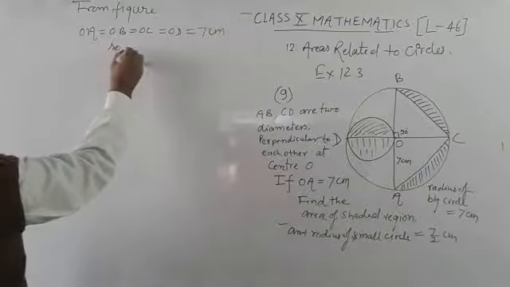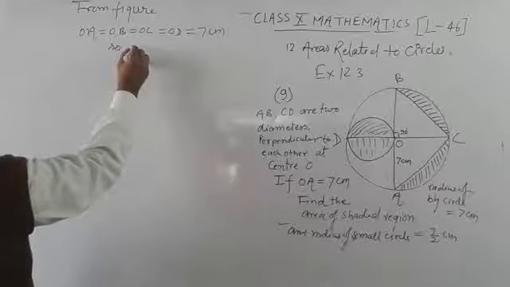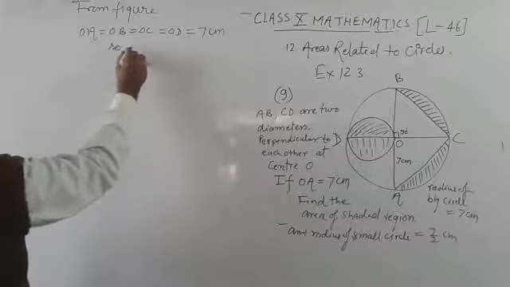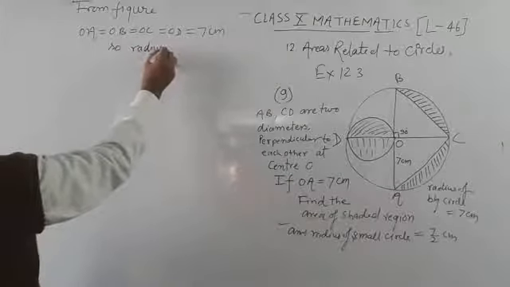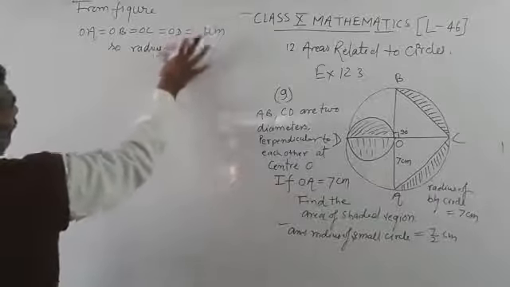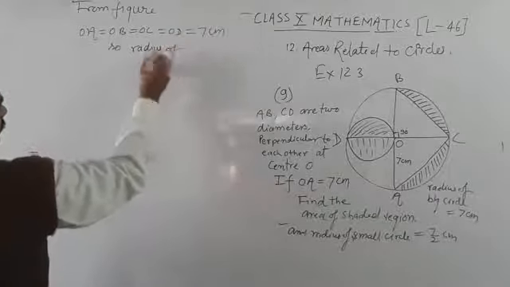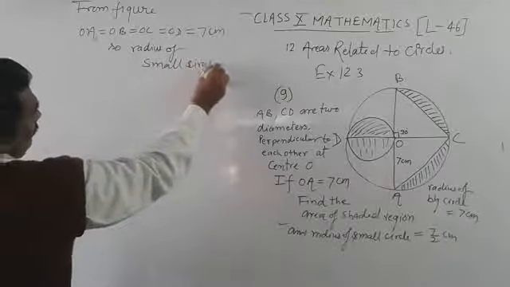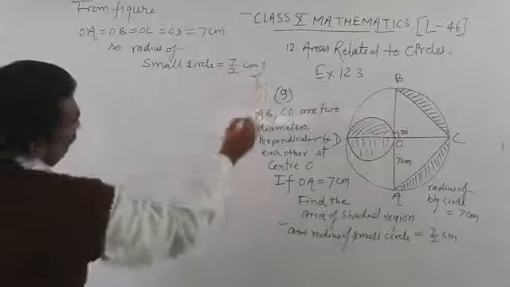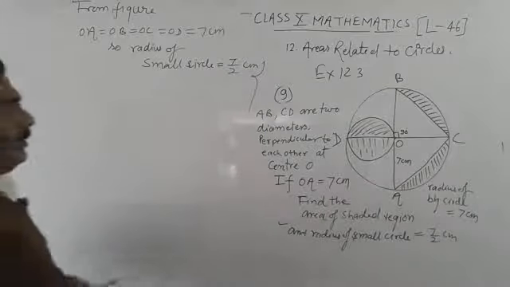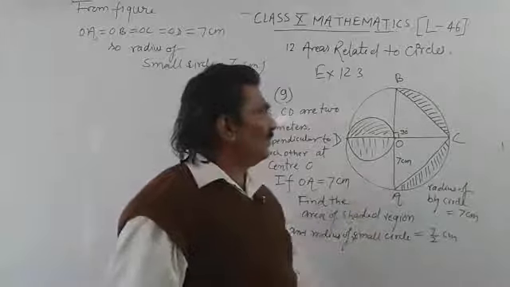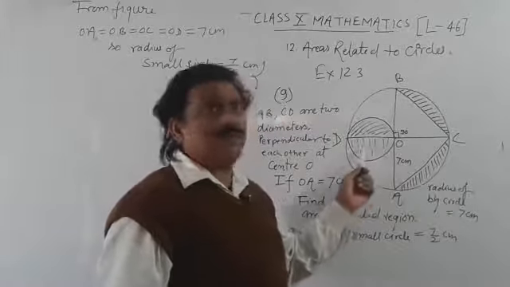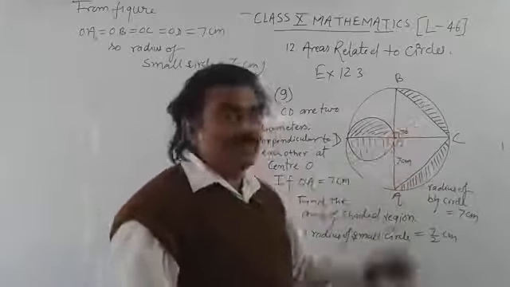So the radius of the small circle is 7/2 centimeter. Okay students, now we have to find the area of the shaded portion. The area of this portion is very simple to find using pi r square, because this is a circle. But here these are two segments.